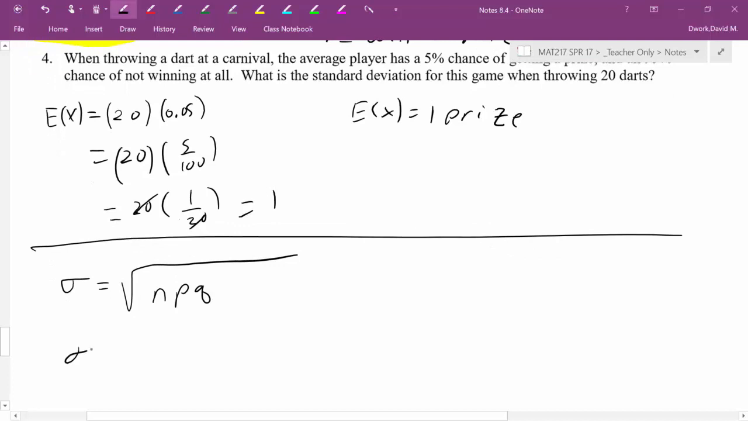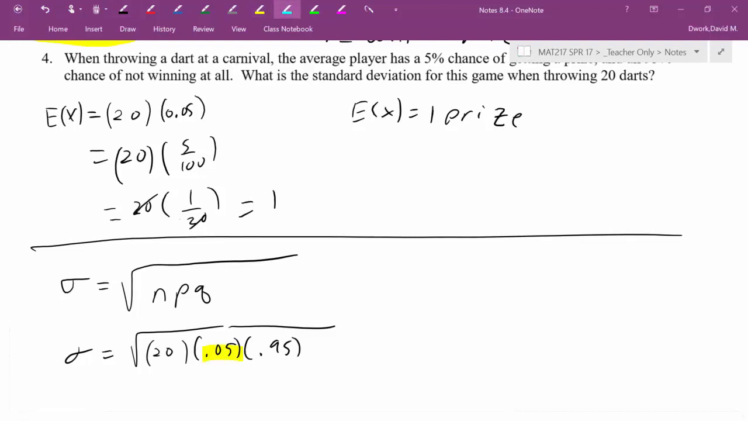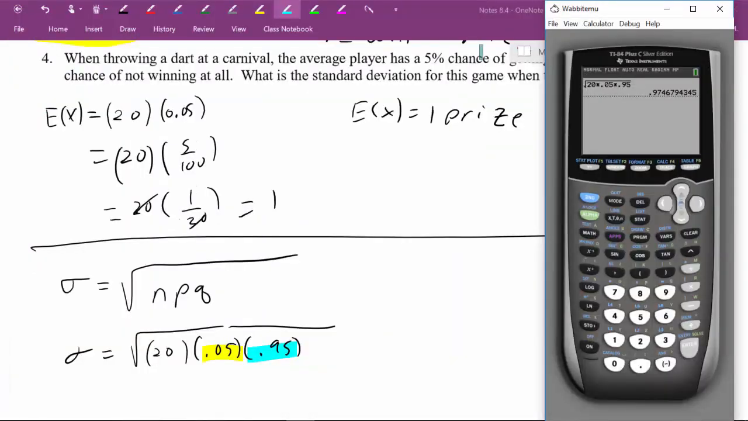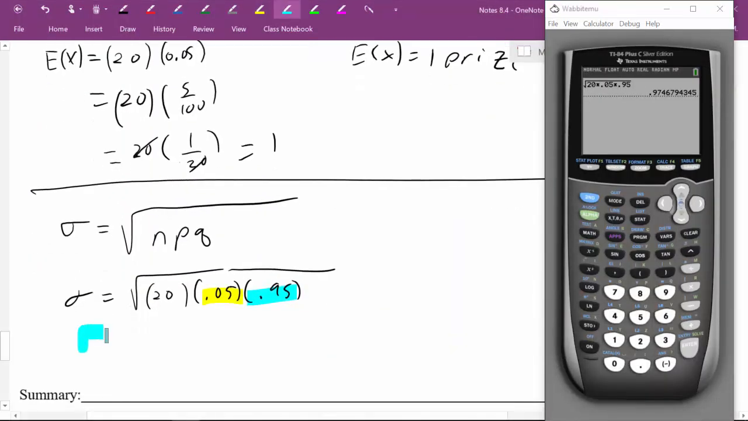So how would I find the standard deviation? Well, n is 20, p is 0.05, and q is 0.95 because it's the probability of losing, right? And so every single time, p and q must add up to make 1, because that would be 100% of your outcomes. Then we take those values, multiply them, take the square root, and we now have the standard deviation. The standard deviation is 0.9746794345.